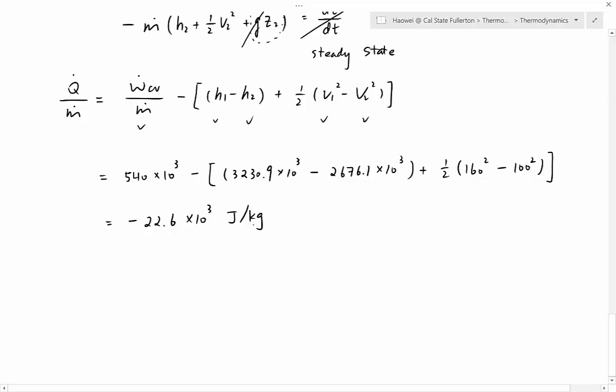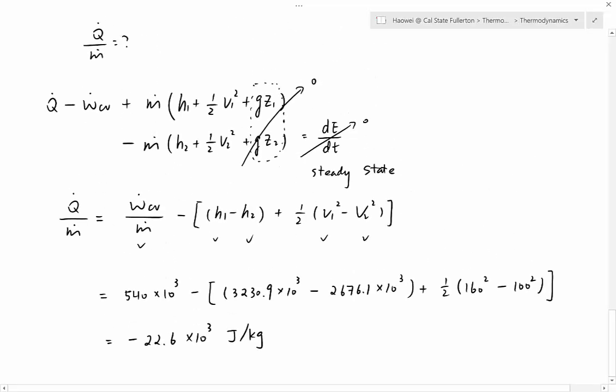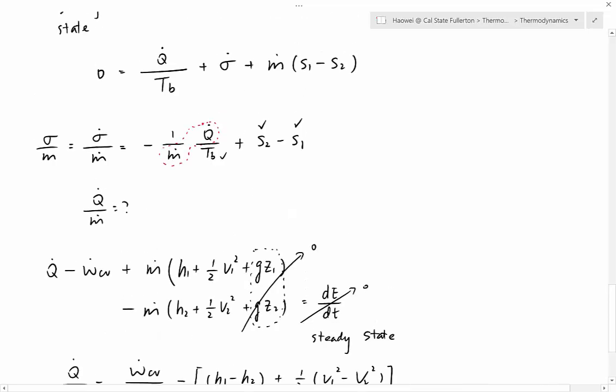So our solution is negative. That means your system loses heat, which makes perfect sense because in reality, you have very hot steam going in. The hot steam will inevitably lose heat to the environment. So your solution must be negative, meaning the system loses heat. Now let's go back to our equation. Do we have everything now? Did we just find Q dot over M dot in the red box? Yes, I did. So now I have everything on the right-hand side.